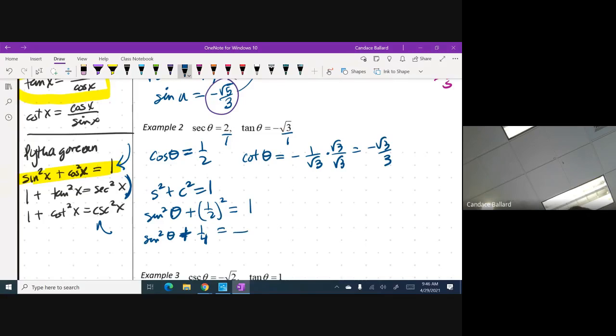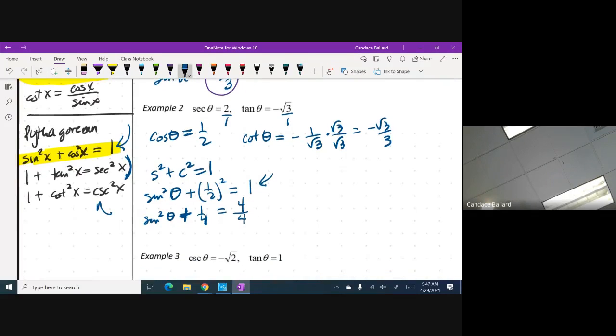So if I want this denominator to be 4, but it has to reduce to 1, what should I put in the numerator? Yeah, good. I got lots of 4/4s in my chat. Excellent work. We're going to go ahead and move this over. So sine squared theta equals 3/4 when I subtract. All right, to undo the square, I'm going to square root both sides.